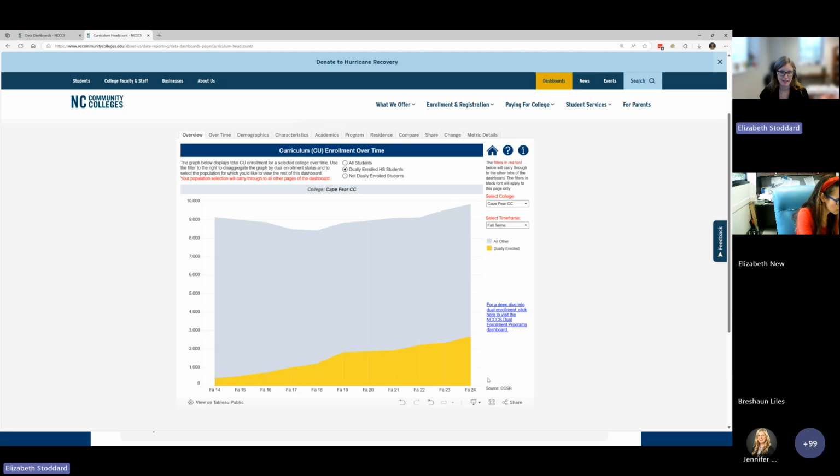And we can see, looking at it, that Cape Fear had seen an increase in their dual enrollment population, both the share and the raw numbers, from fall 14 to fall 24. So in fall 14, it was about 5% of their total student enrollment. In fall 24, it's about 25%, 27% of their overall student enrollment.